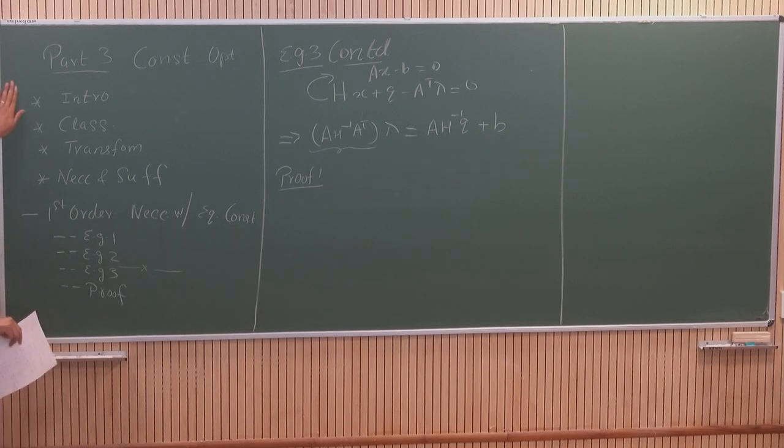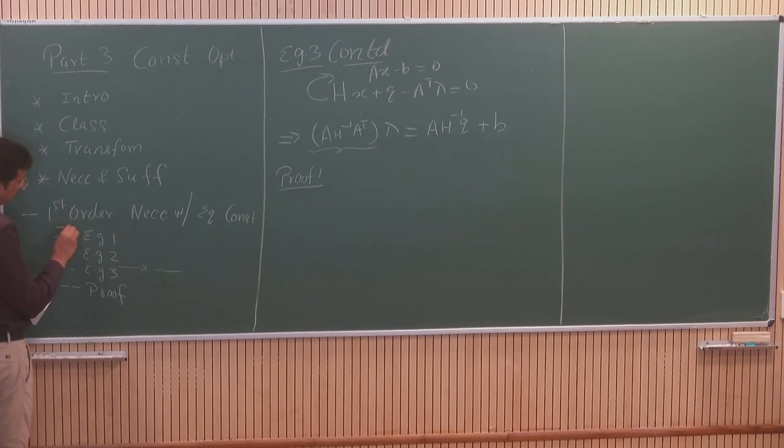Alright, welcome. So the summary of the earlier lectures was we did introduction and constraint optimization, classification, transformation, and yesterday we started the necessary and sufficient conditions. The way we are doing it, we are going to first do the first order necessary with equality constraint, then we'll do first order necessary with inequality constraints, and then we'll go to the second order and the sufficiency conditions, which will happen next week. So we gave the theorem for this.